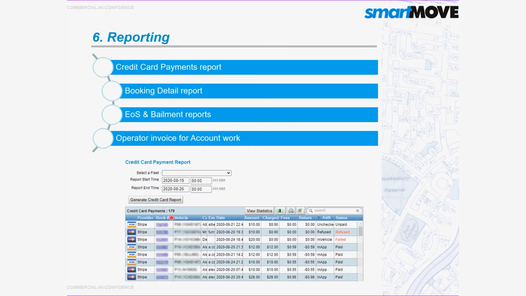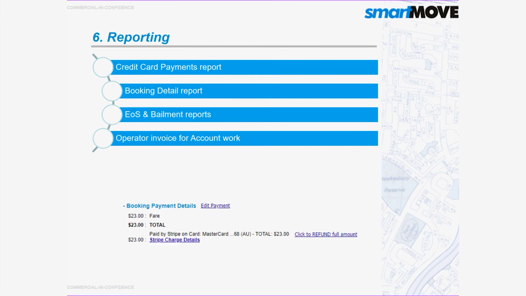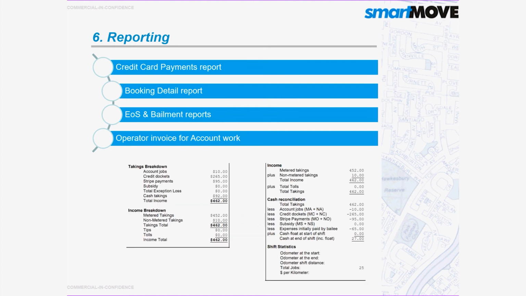This credit card payments report lists all the booking numbers, which I've blurred out here, but if you click on one of those booking numbers, you'll get the booking details report. Here's where you can refund the customer the full amount. We'll talk more about refunds later in the webinar. You can also click on the Stripe charge details to load up the Stripe console to see more info about that charge. In the end of shift reports and bailment reports, we list the total of all Stripe payments, and we show that separately in the cash reconciliation section of the end of shift report, which is here.